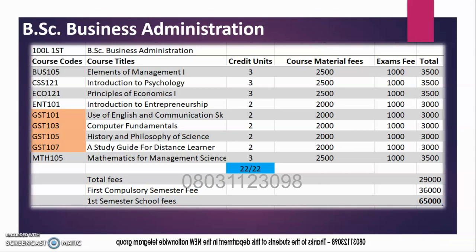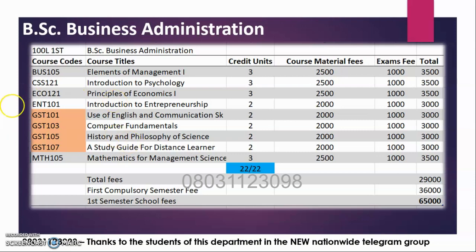B.Sc Business Administration is an 8-semester course. That's a 4-year program. And these are the 100 level courses to be registered. You're registering GST 105 because Business Administration is not a science program. You will not register GST 2 or 3 as well, because GST 2 or 3 is for science programs.